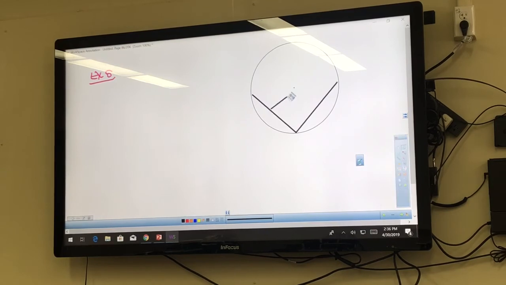That are equidistant from the center. And that's going to be stated. So this would have to be marked equidistant from the center.